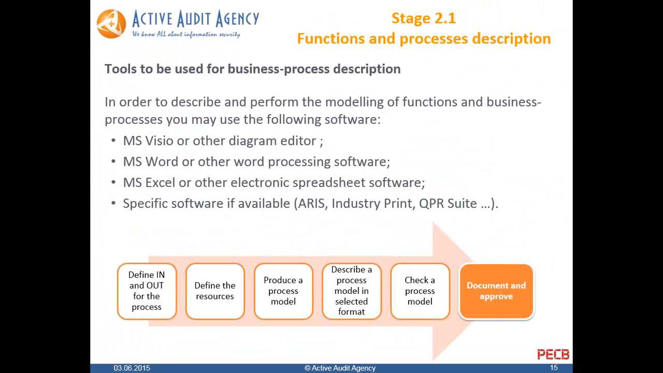Function and process description includes the next steps. First, you should define inputs and outputs for the process, define the resources, produce the process model, describe the process model in selected format, check the process model, document and approve it with business process stakeholders.